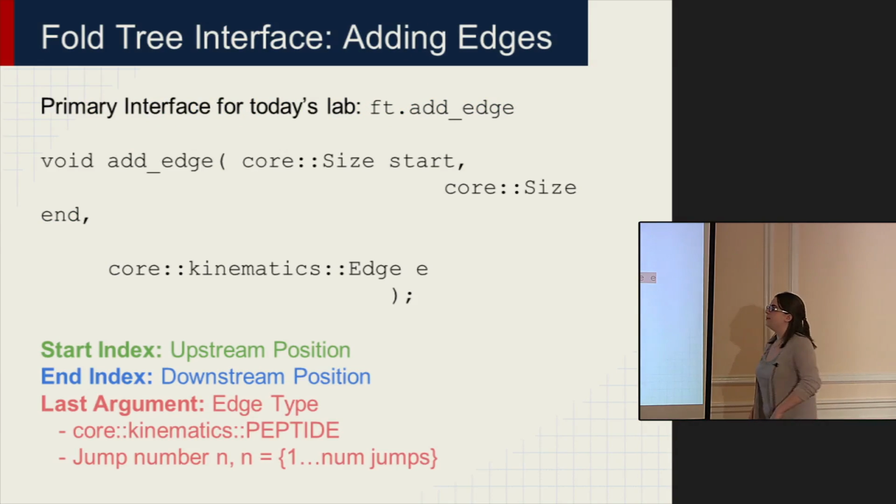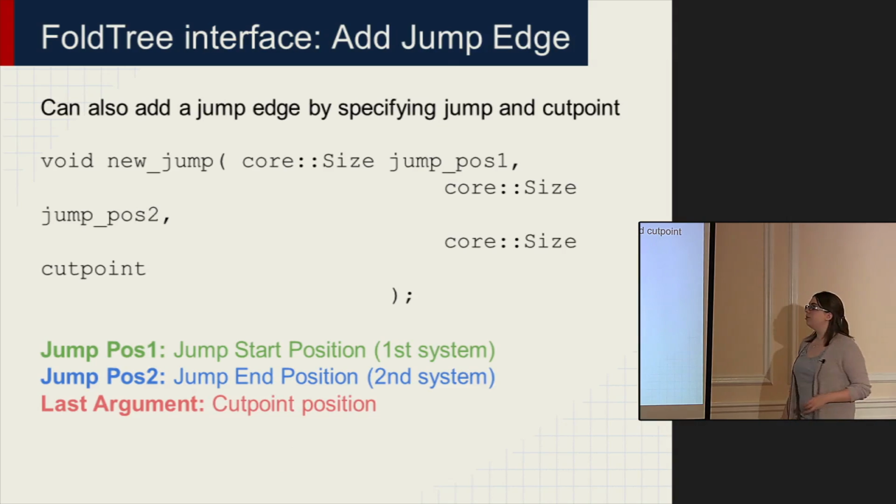The next interface, which you'll find particularly useful in the lab later today, is adding an edge. When you add an edge, you specify the start residue, the end residue, and then the type of edge that you want to add. If it's a peptide edge, you can add core kinematics peptide. If it's a jump edge, you'd specify the number of jumps. A lot of times using a jump counter is useful in this context. Another way to add a full tree edge is by specifying new jump. With new jump, you can specify the first jump position in your system, the second residue position, and then the position that you would want your cut point to be located at.